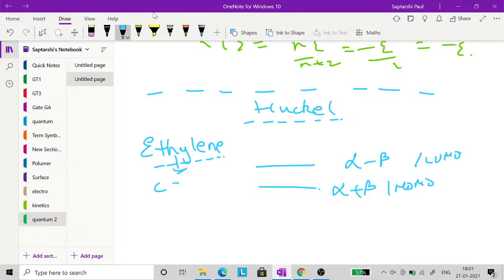Ethylene, as you know, you have to see the pi electrons. How many pi electrons? Two pi electrons.